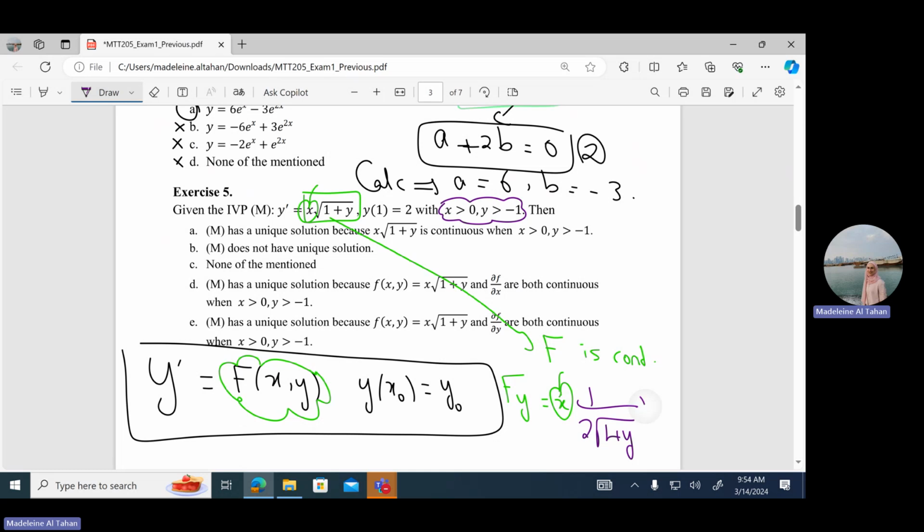Okay, so also it is continuous. What can we say? Does it have a unique solution? Why? Because both of them are continuous when x is positive and y is greater than -1, which is initially given. Okay, miss?